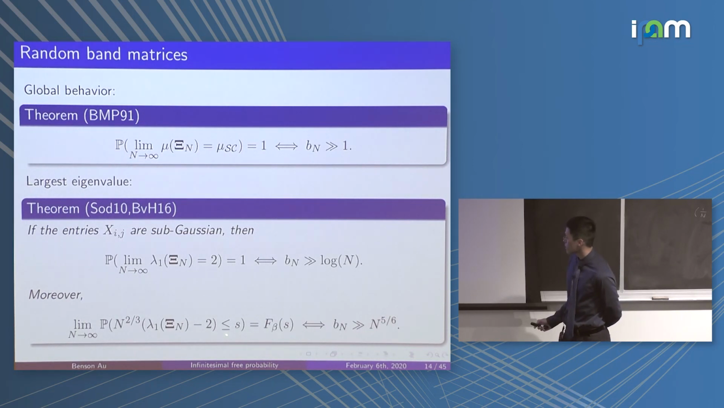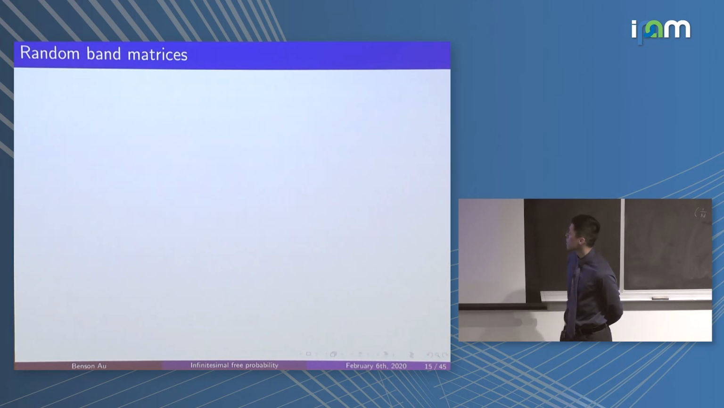And in fact, you even have Tracy-Widom, but the second part is only due to Sodin. You only have Tracy-Widom if your bandwidth is growing faster than n to the 5/6. Okay? Now, the remaining question is this universality business, and that's actually sort of the hot topic.